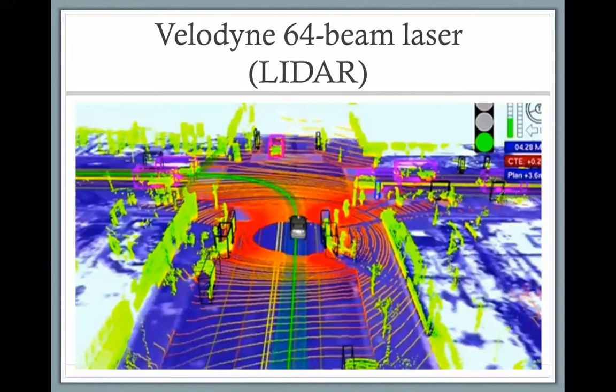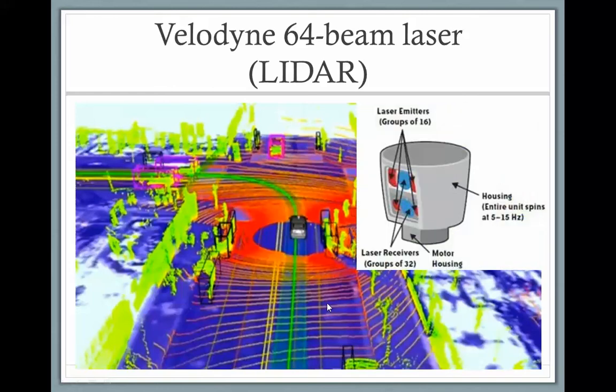And here is what the LiDAR looks like. This is a 3D map that it generates, and it spins around on the top of the car and creates this map. And this is what the LiDAR looks like on the top of the car, and it's got these laser emitters and receivers, as well as the motor that allows it to spin.